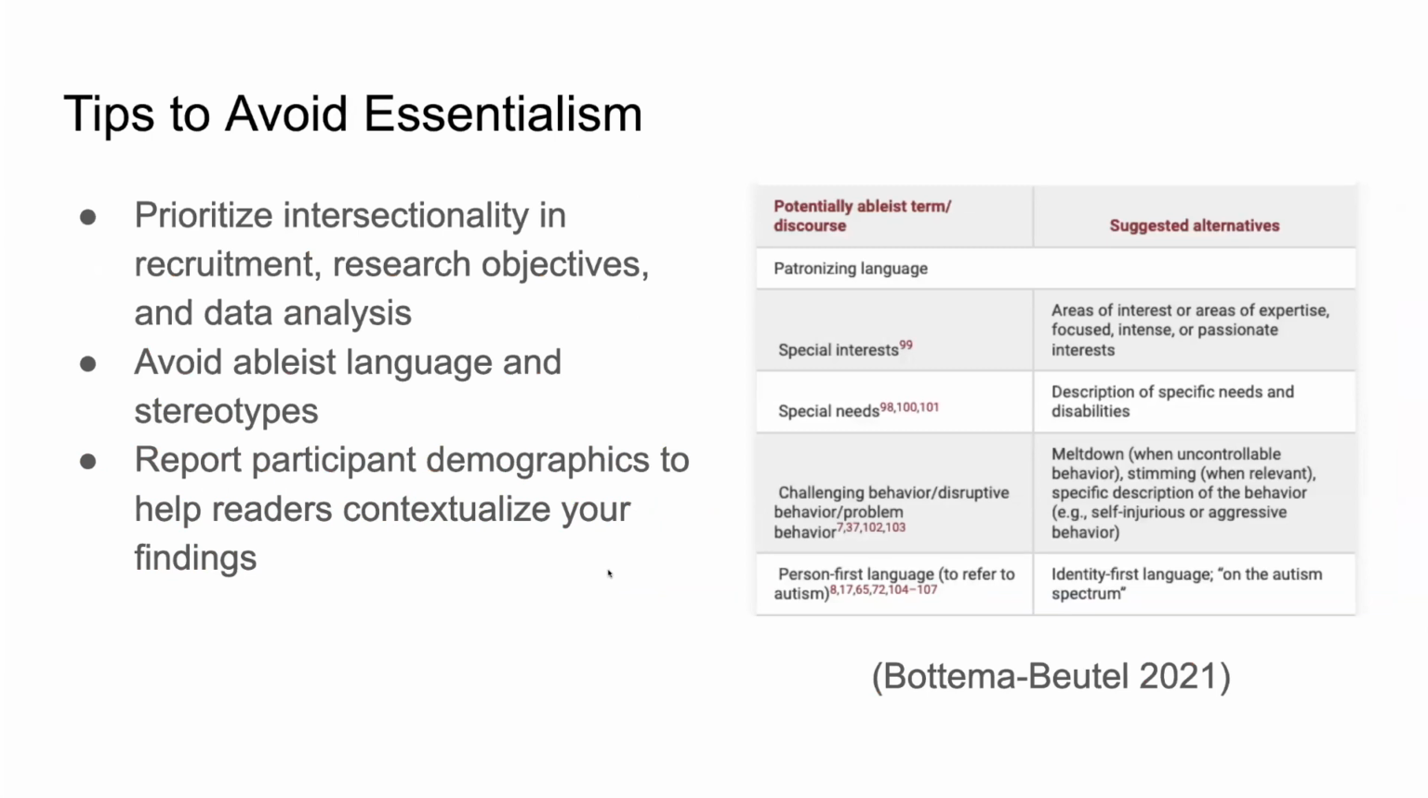Our tips for avoiding essentialism are basically prioritizing intersectionality in recruitment, research objectives, and data analysis, and avoiding ableist language and stereotypes. This paper from Botema Butel, we took a sample of their table, because it includes patronizing language and suggests inclusive alternatives. So it's a really good resource for anyone who's looking to write more inclusive work. And also, we recommend reporting participant demographics to help readers contextualize your findings.